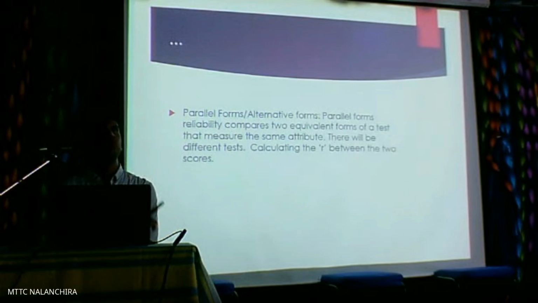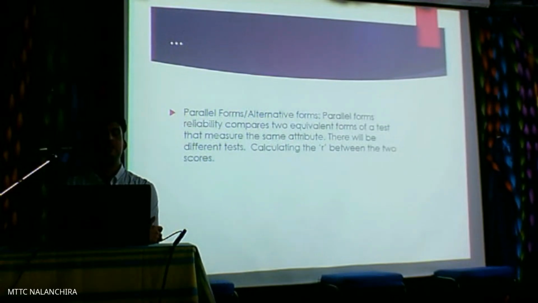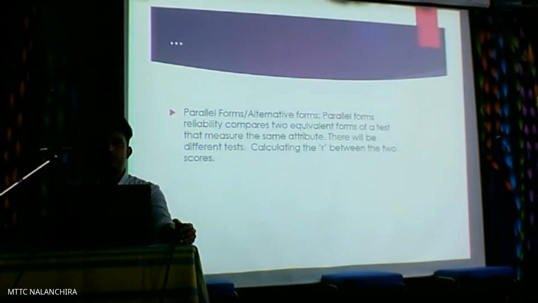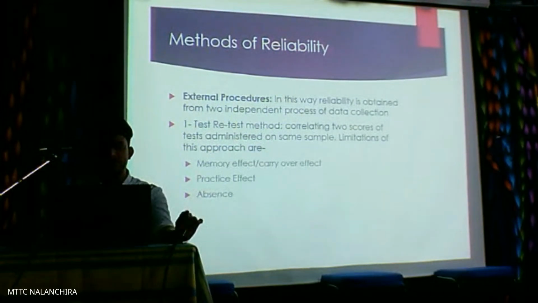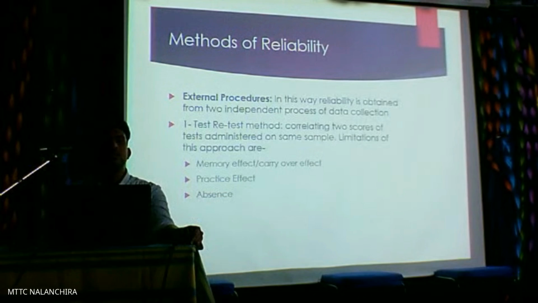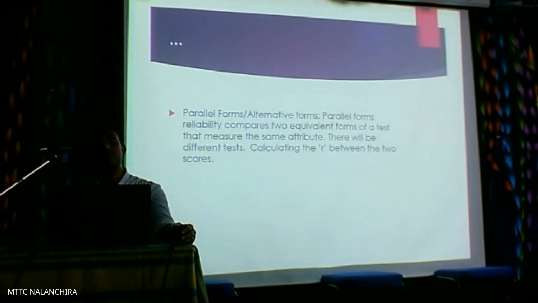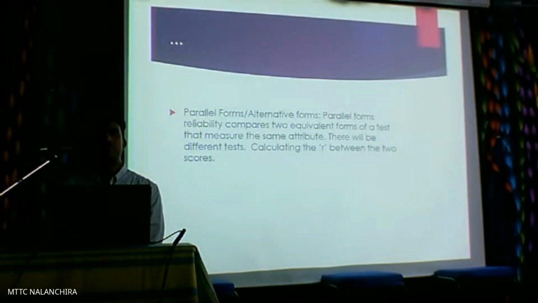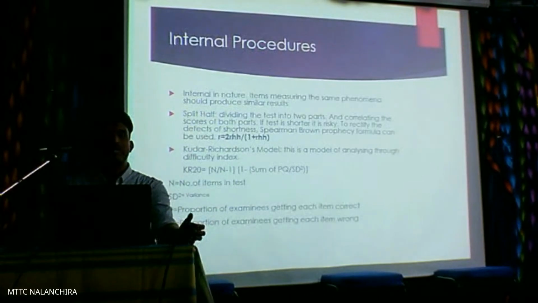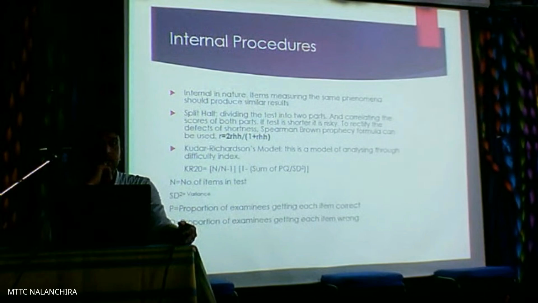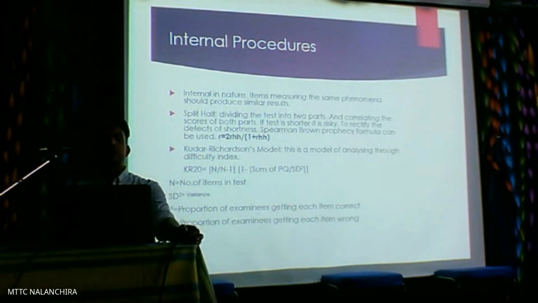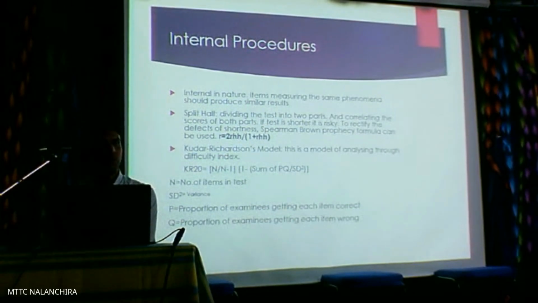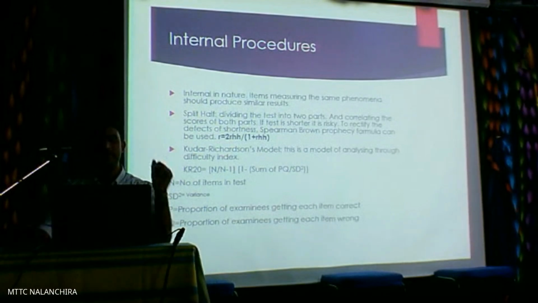Here we have to have two tests of the same kind, and we are administering them among the same children at the same time. In test-retest, we have the same test at different intervals. This is the same time but two different tests. This is parallel form or alternative form. In internal consistency reliability, we have split-half reliability. We are making it into two, either odd-even or first half and second half.